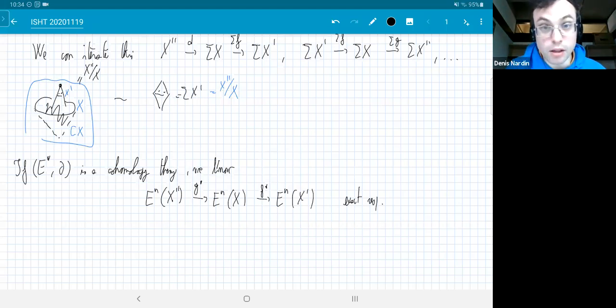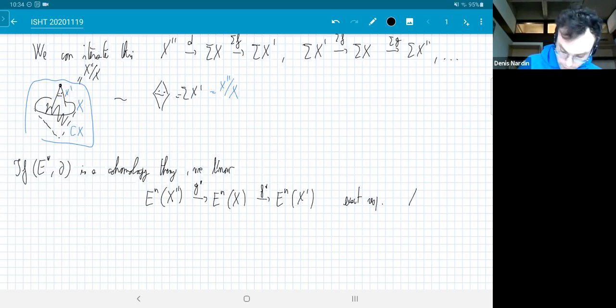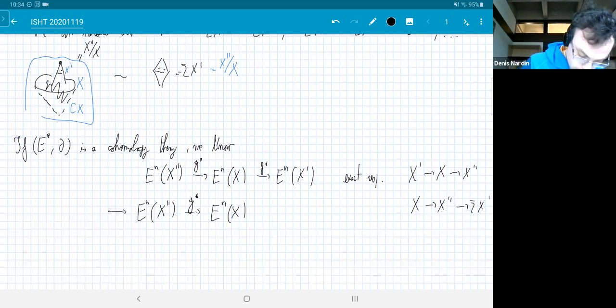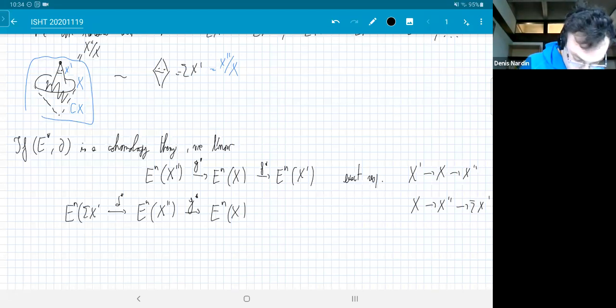But this is coming from X prime going to X double prime, but we also have this thing here, which I'm going to write like this, with G upper star from X and X double prime, and then I have this weird map that I call the upper star from E^n of sigma X prime. This is the same, and remember we have our suspension isomorphism with E^(n-1) of X prime.